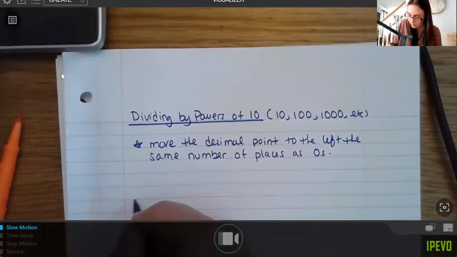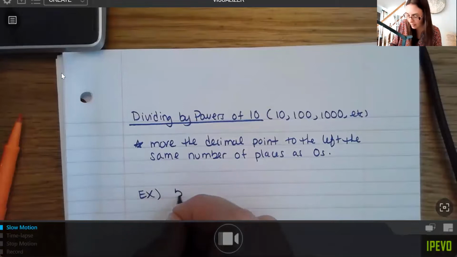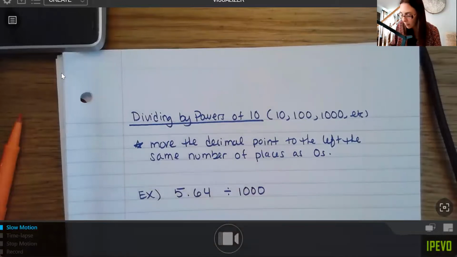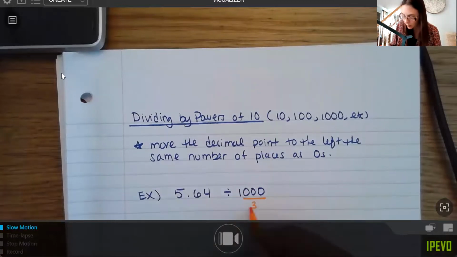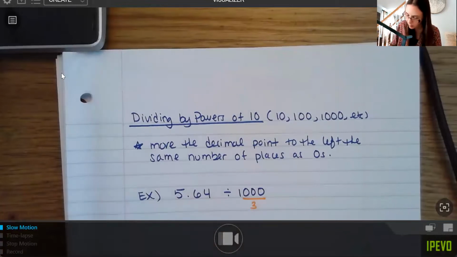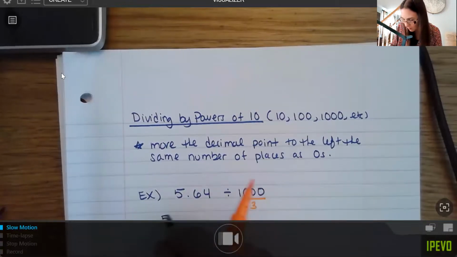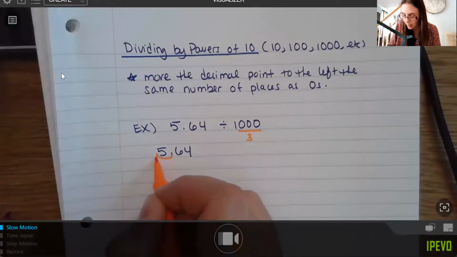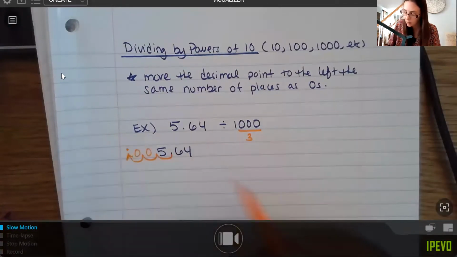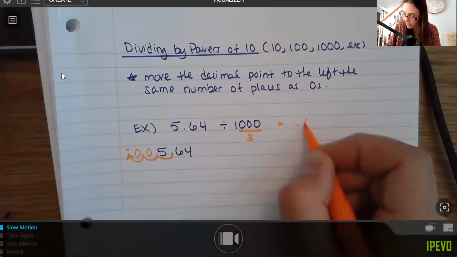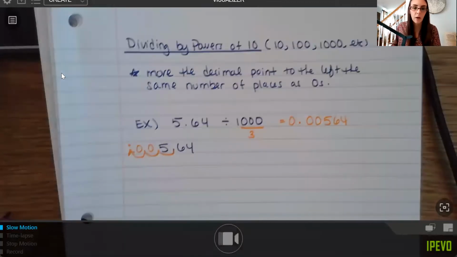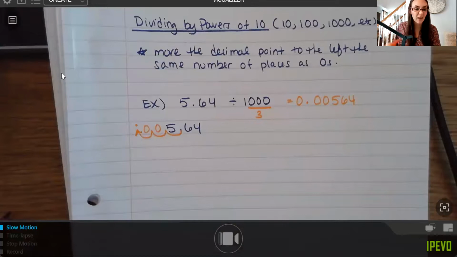So for example, if I have 5 and 64 hundredths and I want to divide this by 1,000, I have 3 zeros. So I'm going to take this, actually let me rewrite it so I have a little bit more room here. And I'm going to move it 3 places to the left. 1, 2, 3. And then I'm going to fill in any holes with zeros. So my answer here is 0.00564. And again, you can always put an extra 0 for the whole number to be a little bit more specific.